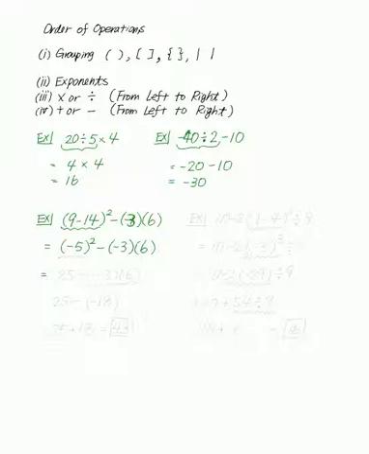I notice I have one exponent, negative 5 squared. I need to be extra careful. Negative 5 times negative 5 is a positive 25. I'm going to rewrite: minus negative 3, times 6.